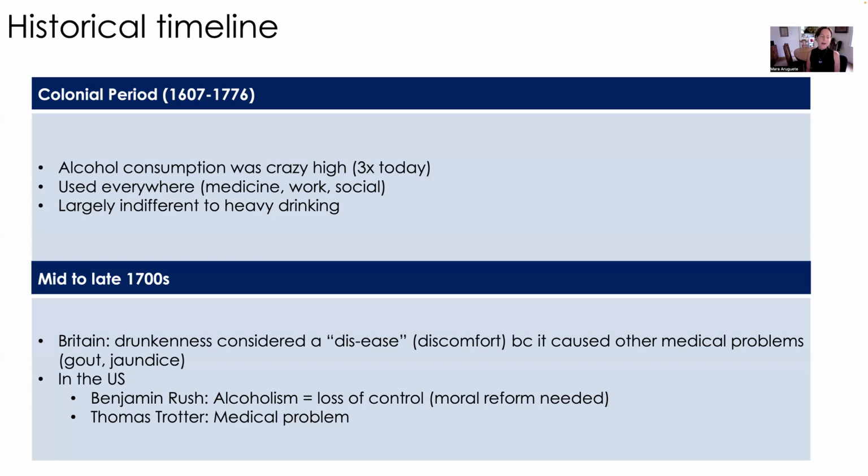In the US, there was a very influential physician named Benjamin Rush. And Dr. Rush was also a signer of the Declaration of Independence. So he was a fairly popular guy at the time. And he considered alcoholism to be a sort of loss of control, which would speak to that kind of disease concept. But he also thought that people who were drinking excessive alcohol needed moral reform. They needed to kind of get right with God. He was operating on very Christian principles.